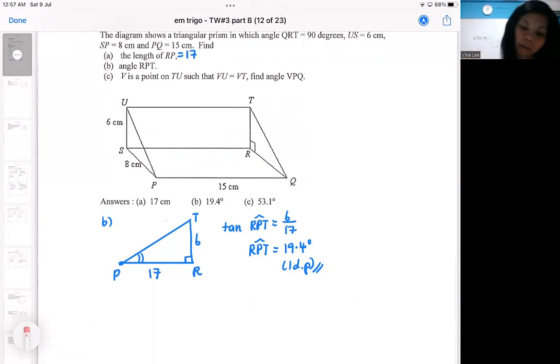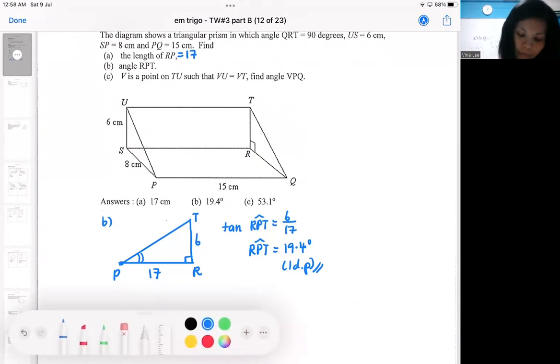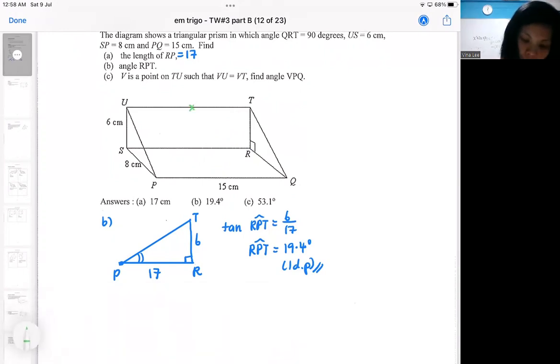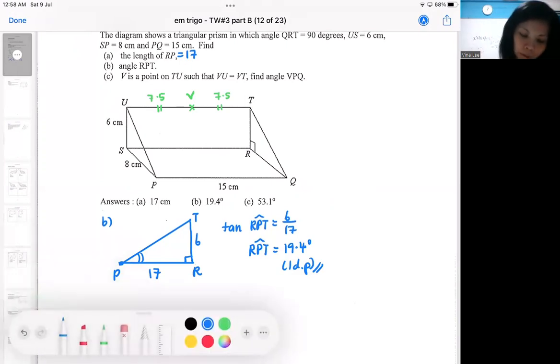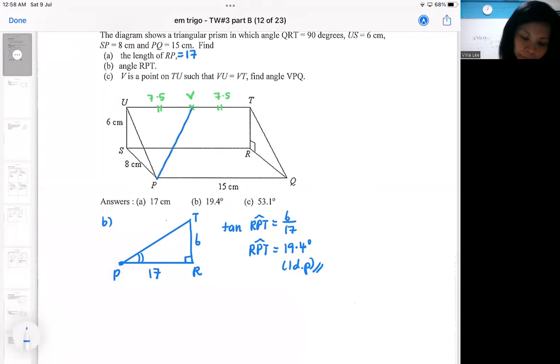Okay, so the next one, the description is V is on TU. So V is on TU in such a way that this will be equal to this. So you can guess, that means it's a 7.5 each. And then our job is to find VPQ. So where is VPQ? So VPQ is a triangle.